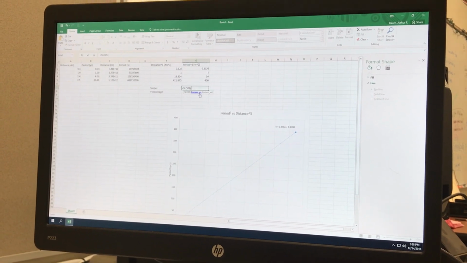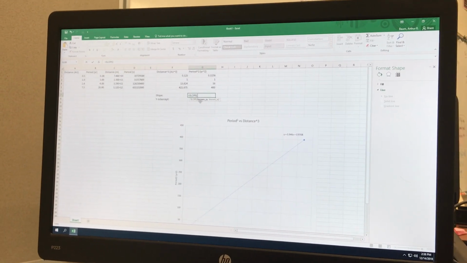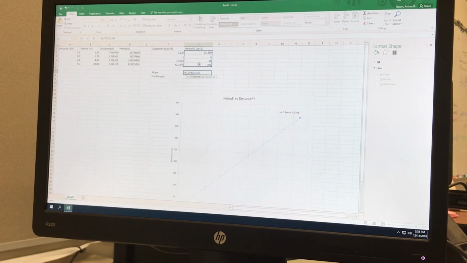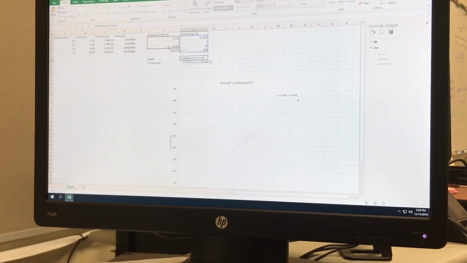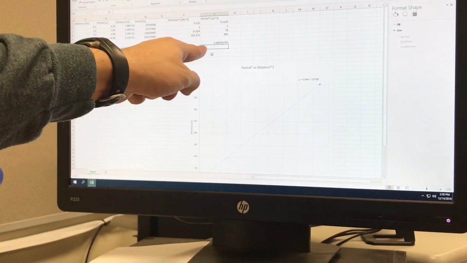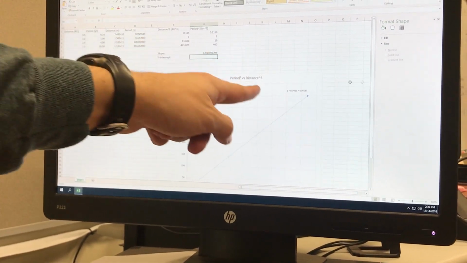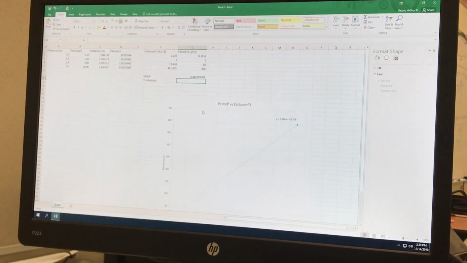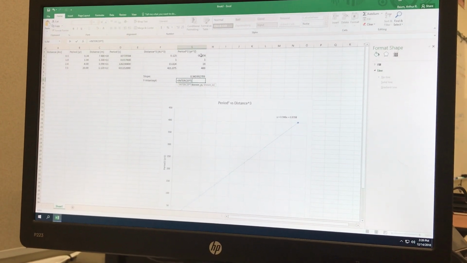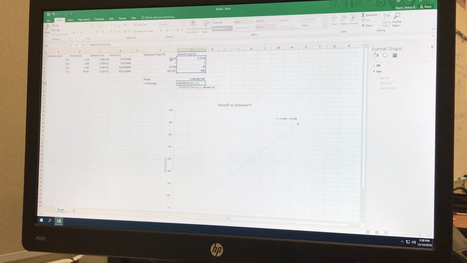And it says you want the known y's. It's giving me help here. It wants the y's, comma, the x's. So the y's are period squared, comma, x's. That's the slope, and it has more digits. So if you're not getting enough digits here, tell it in there. And equals intercept. And it wants the y's, comma, x's.